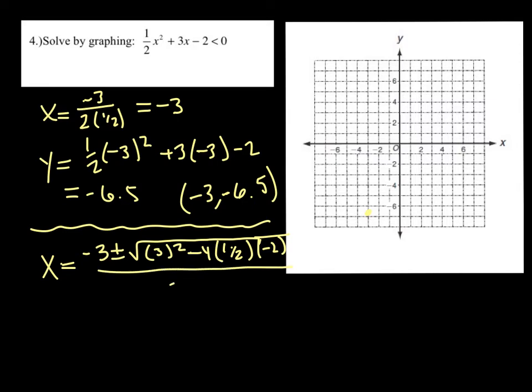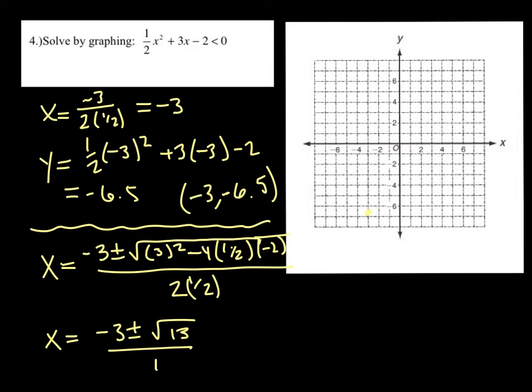Over 2 times a, so 2 times 1/2. So x will equal negative 3 plus or minus the square root of 3 squared, which is 9, minus 4 times 1/2, which is 2, so negative 2 times 2 is 4. So 9 plus 4 is 13 over 1. So I get my 2 answers, and I'm going to leave them as a decimal. I'm going to find the decimal because we're trying to find the x value on the graph.